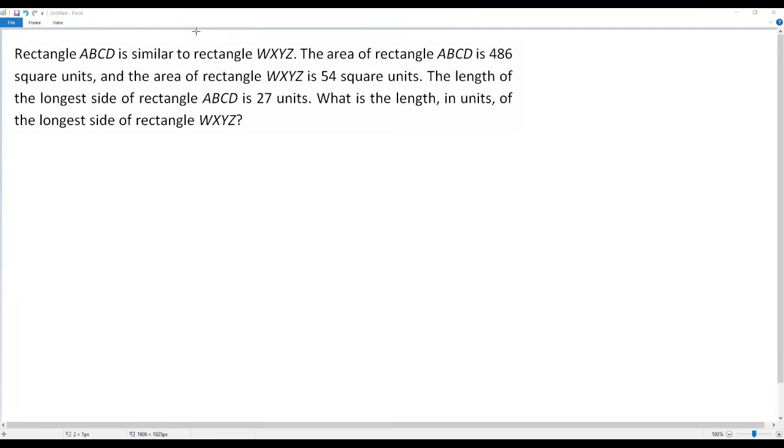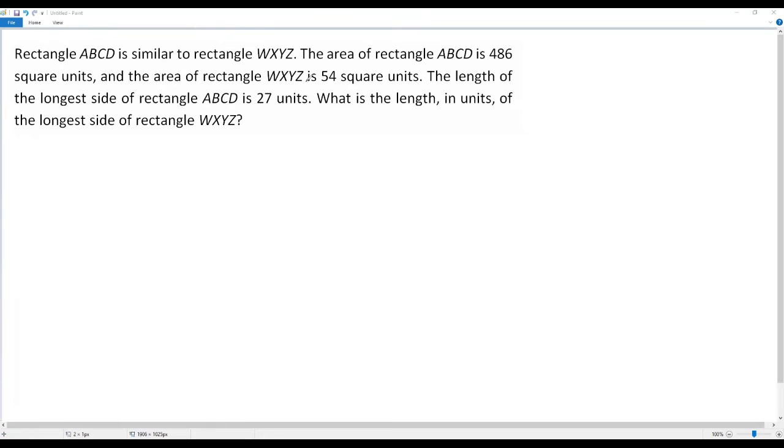Here we have a SAT math problem. Okay, let's go to the question. Rectangle ABCD is similar to rectangle WXYZ. The area of rectangle ABCD is 486 square units and the area of rectangle WXYZ is 54 square units. The length of the longest side of rectangle ABCD is 27 units. What is the length in units of the longest side of rectangle WXYZ?